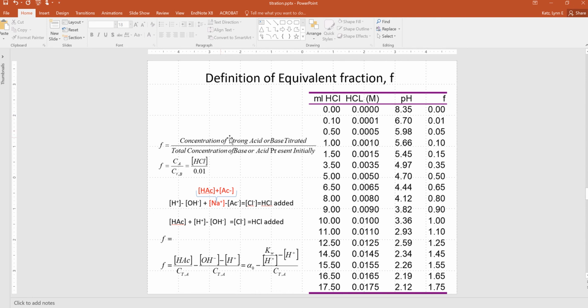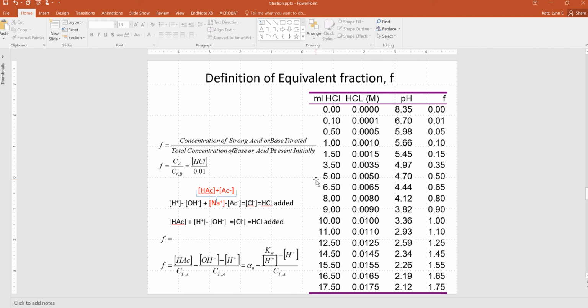What it means is it's the concentration of strong acid that I titrated divided by the total concentration of base I had initially. So in our case, it's the concentration of hydrochloric acid I added divided by that concentration of the base, which was 0.01. Okay? And what's nice about the concept of F is that when you get to an F value of 1, you've added 0.01 moles per liter of acid, which is the same as the base concentration that you started with. Okay?